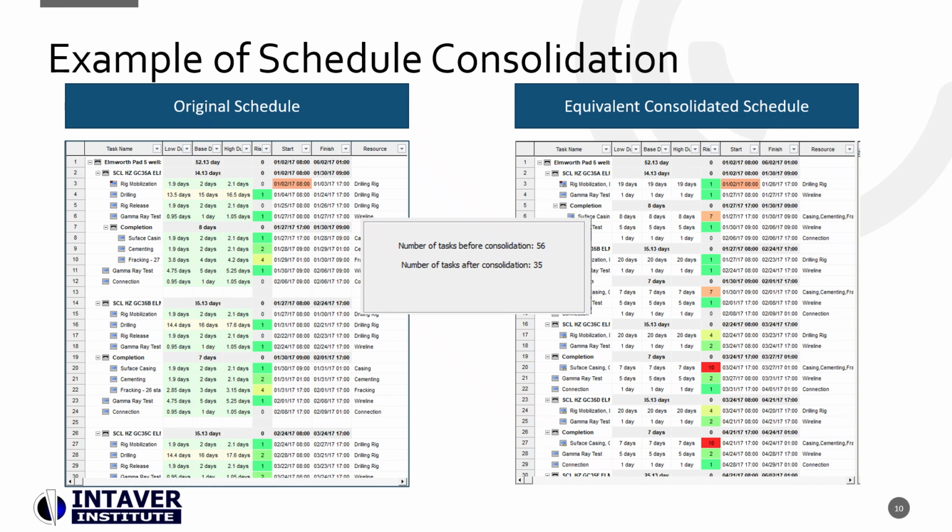Most real-life project schedules can be consolidated by at least 20% due to the significant number of small repeated tasks. A consolidated schedule can be used for risk analysis, while the original schedule can be used for project planning and controls.